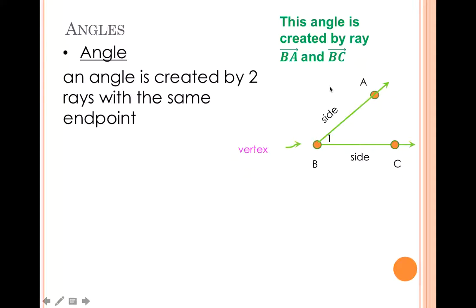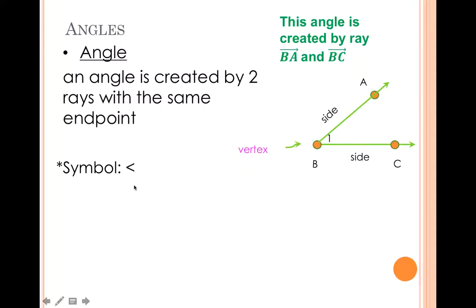The angle is created by ray BA as well as ray BC. So both of the rays start at the same endpoint B, and extend in one direction through another point. So that is what an angle actually is, if you didn't know.